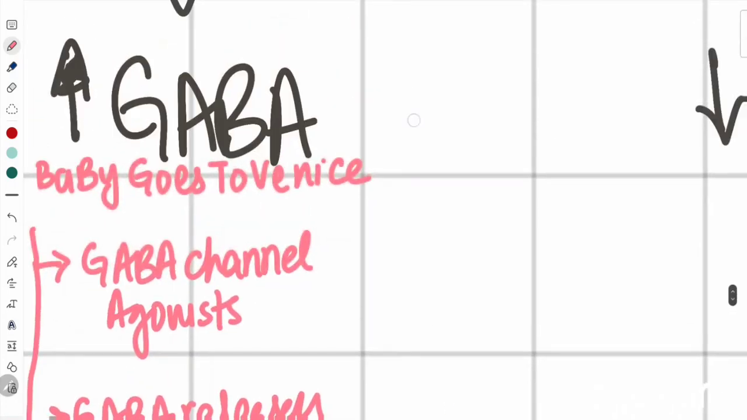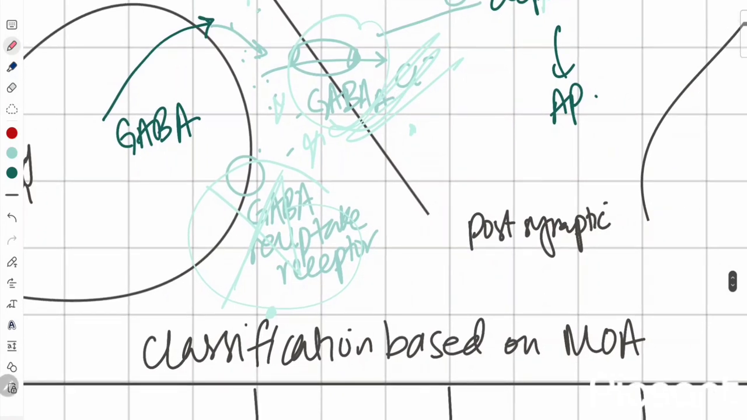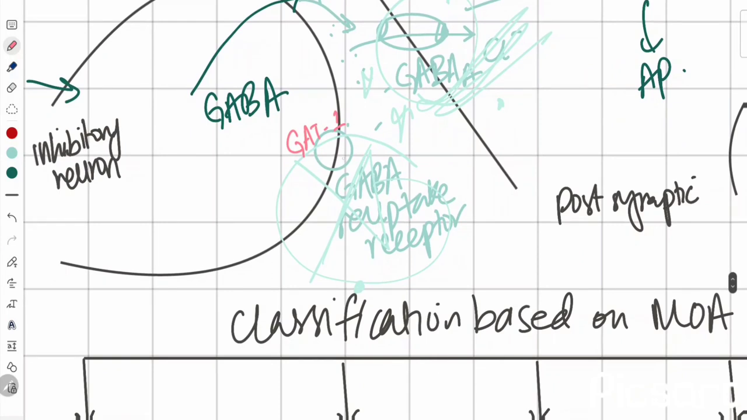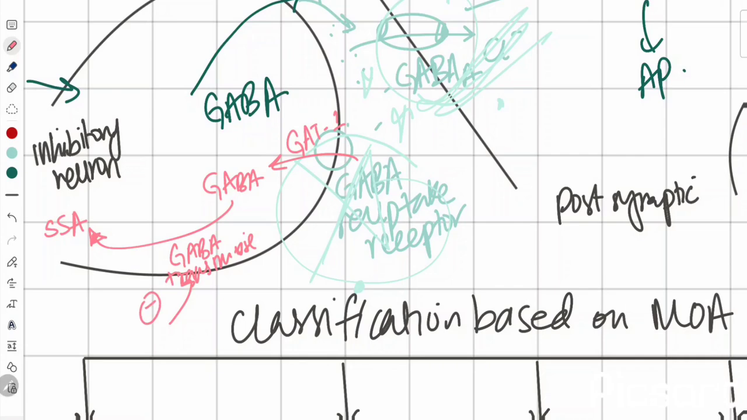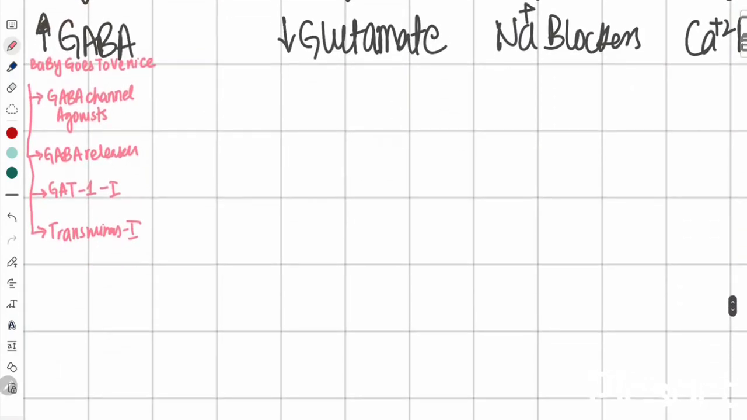So let me first go back and tell you where these are located. This is the GAT1 gate, GAT1. So when GABA is brought back into the inhibitory neuron, here it is transformed back to succinic semialdehyde, SSA, by GABA transaminase. So we literally give inhibitors to this enzyme as well. Those are called transaminase inhibitors. I is for inhibitor.